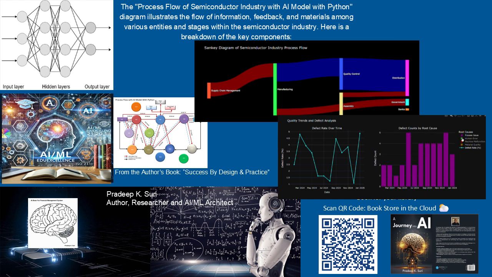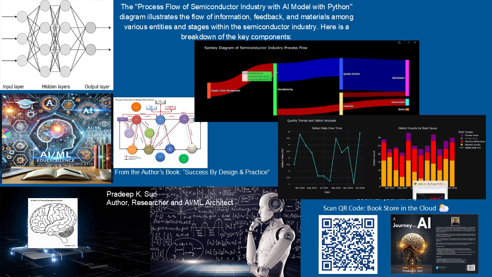This Sankey diagram illustrates the process flow of the semiconductor industry, showing how materials and processes transition through various stages. Key stages. 1. Supply chain management, red bar. Initiates the flow, representing the sourcing of materials. 2. Manufacturing, green bar. Follows supply chain management, indicating the production phase where raw materials are transformed into semiconductors.